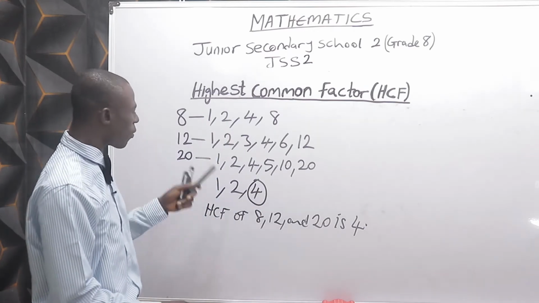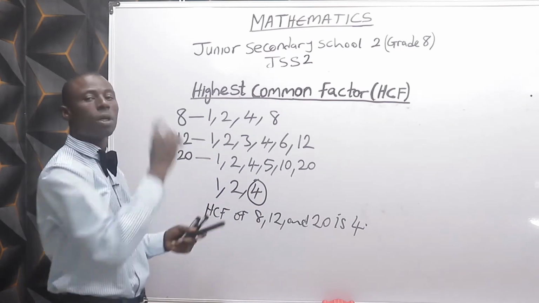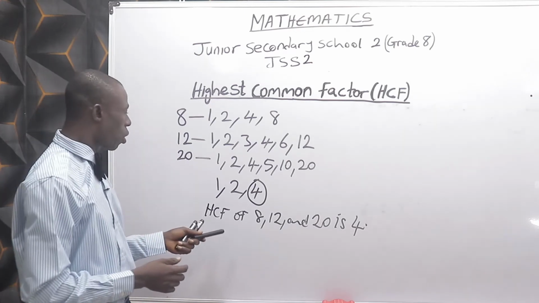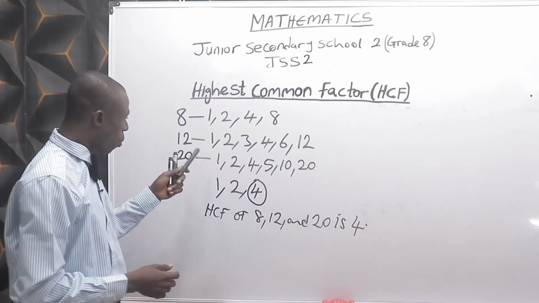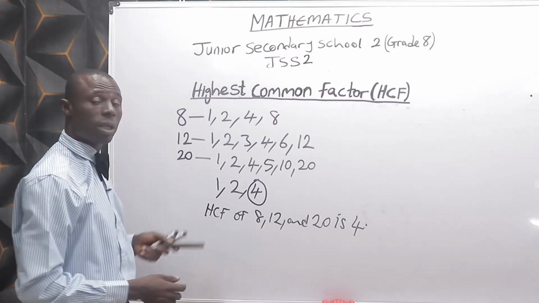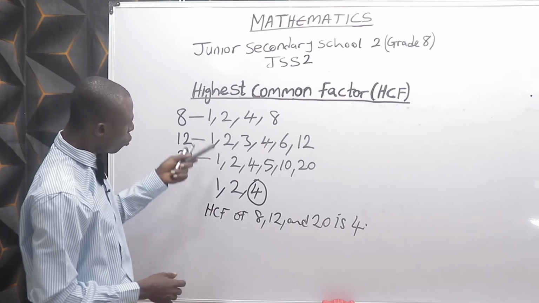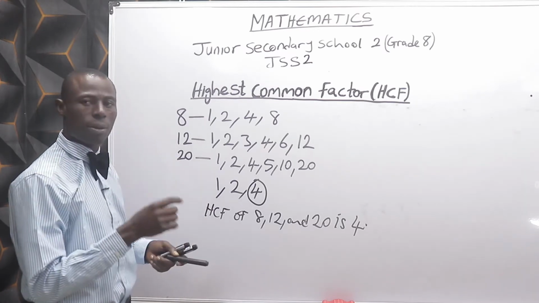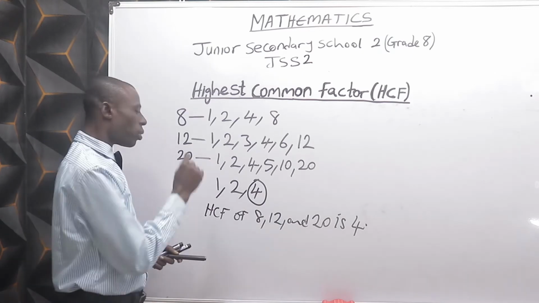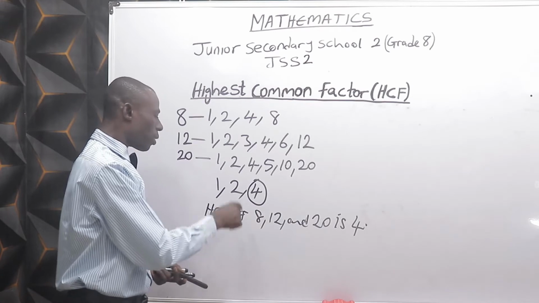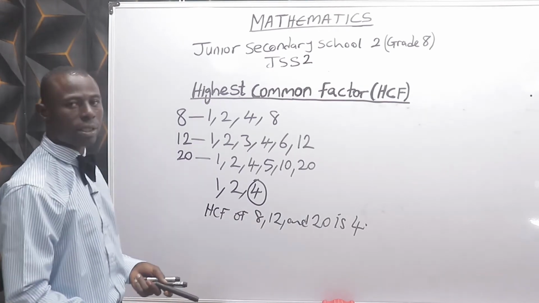So 4 is the factor that is common to the three of them, and that is the highest. 2 is common to the three of them. 1 as a universal factor is common to the three of them, but that one is a universal factor. But 4 is the highest one that is common to the three of them. That is why it is the highest common factor of 8, 12, and 20.